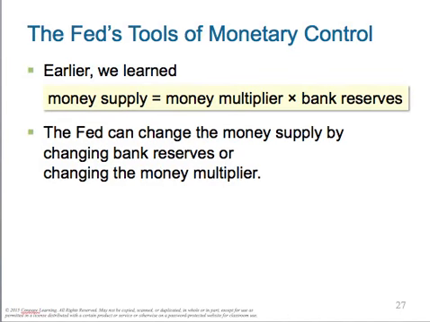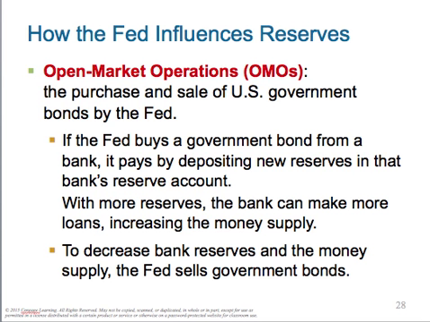Now, the Fed's tools for monetary control, and again, we're going to get a lot more in depth on this in the next chapter, but earlier we learned the money supply is the money multiplier times those bank reserves. The Fed can change the money supply by changing bank reserves or changing the money multiplier. Okay, so let's say if you had a reserve of 20%, they could lower it to 10%, and then banks could loan out more. That could spawn some growth. They can also change the money multiplier.